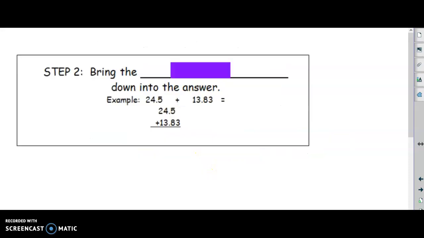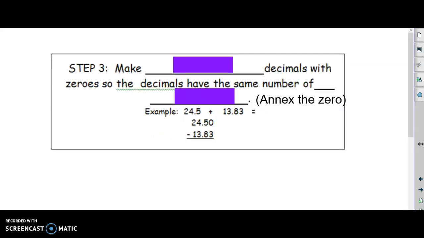Once we have them lined up, then we're going to bring down the decimal point into the answer. So we're going to have our decimal point directly below where it is. It just drops straight down. Once we have our decimal point down there, we're going to make equivalent decimals with zeros so that the decimals have the same number of positions. And this is called annexing a zero. So before, there was nothing above the 3, but now we've annexed or added on a 0 above that 3.